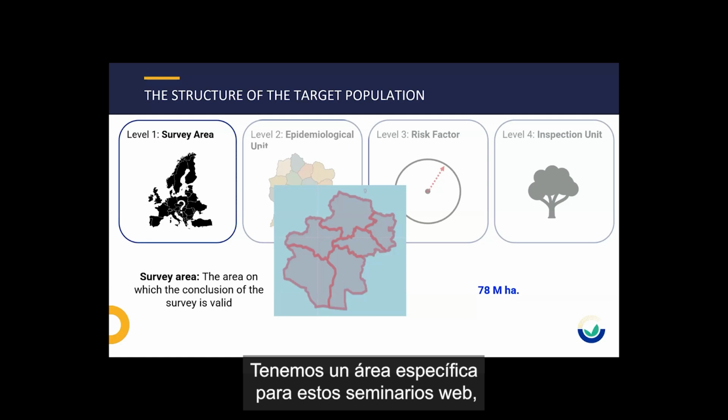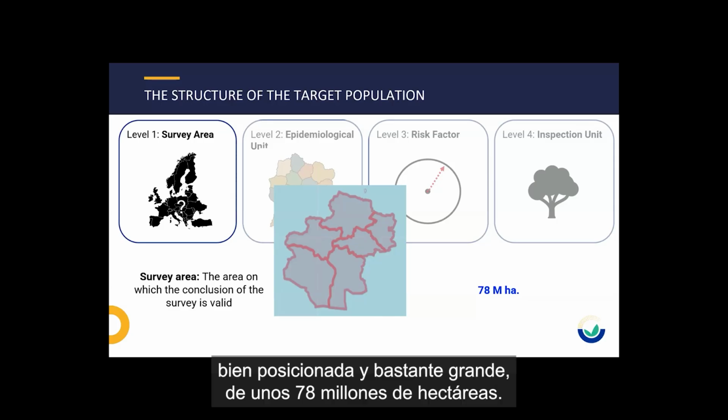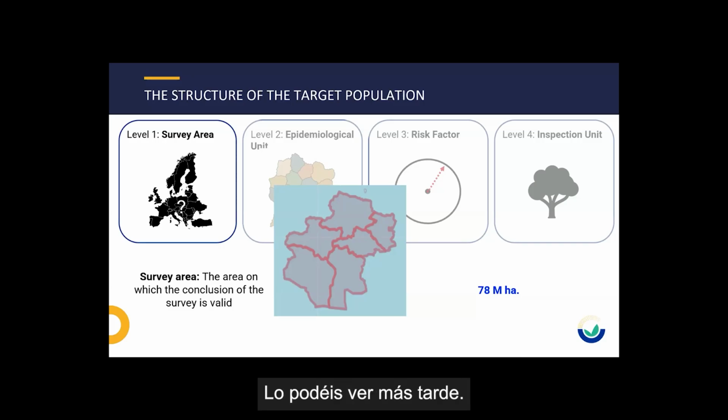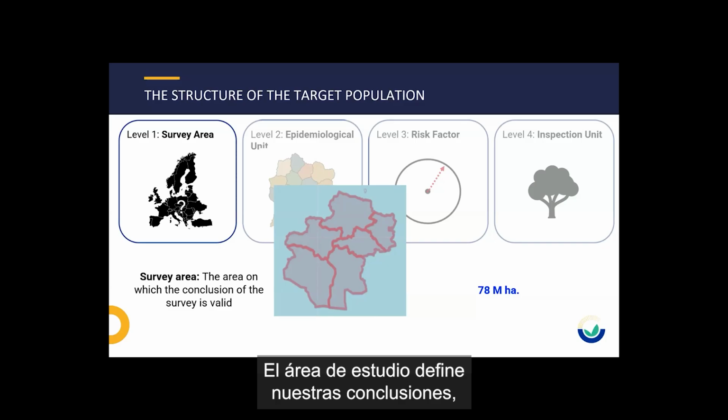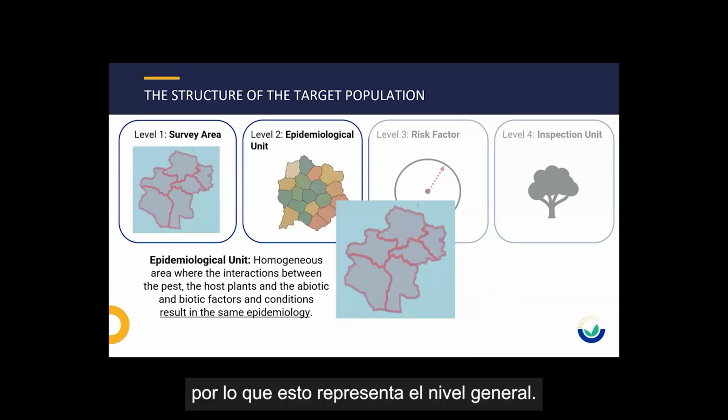So we have a particular area designed for these webinars, and that is Surveyland, somewhere near Madagascar, nicely placed and quite large, having an area of 78 million hectares. You will see this later. The survey area is what we want to conclude about at the end. So we have that overarching level.